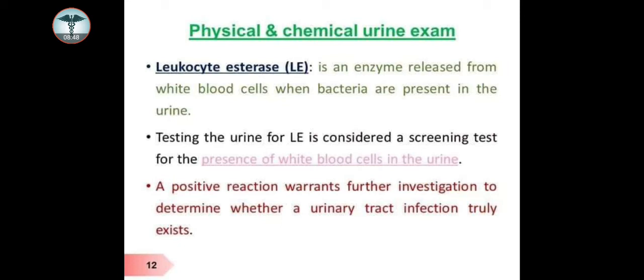Leukocyte esterase. Now let's come to the chemical examination, or we can say the chemical characters or properties. Leukocyte esterase is an enzyme which is released from the white blood cells when bacteria are present in the urine. Testing the urine for leukocyte esterase is considered a screening test for the presence of white blood cells in the urine. A positive reaction warrants further investigation to determine whether a urinary tract infection truly exists.